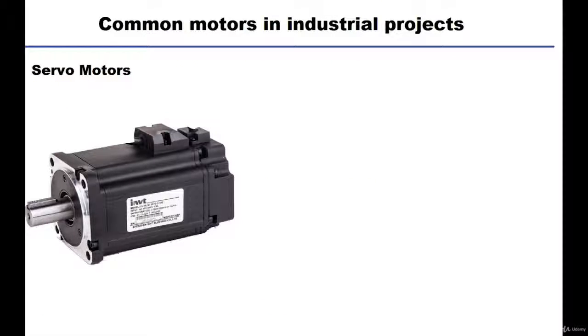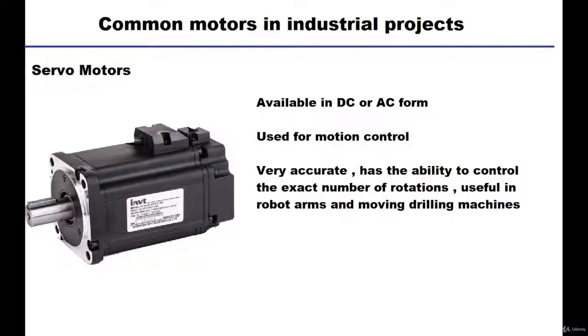Now, the final type that we will talk about is the servo motor. When we don't have a continuous rotation of a machine and we need to accurately drive the machine to a certain point in space, we use servo motors. So it's usually used in motion control, where you can know exactly how many rotations that motor has made. Hence, you can tell the exact machine position.